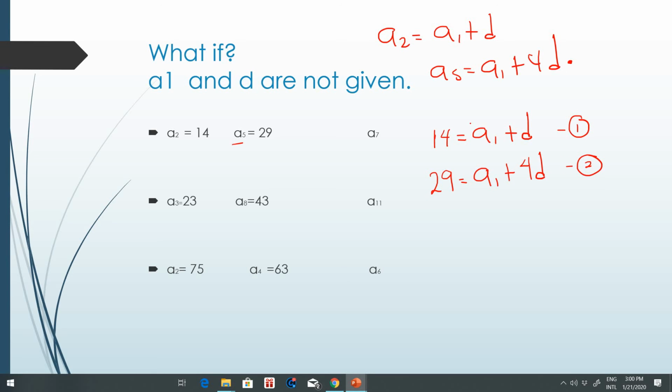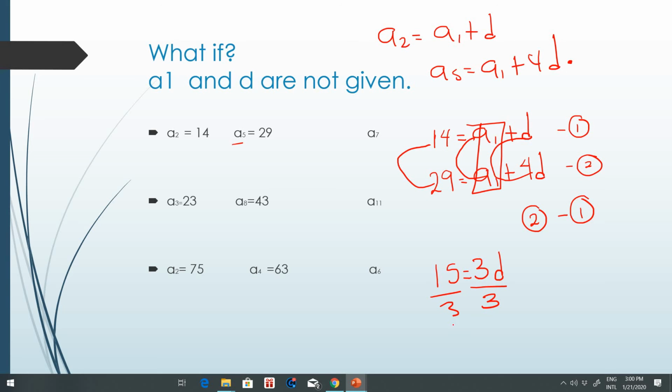So what we can do, we can get rid of this A1 here by saying equation 2 minus equation 1. So we have 29 minus 14. That gives us 15. A1 minus A1, 0. 4D minus D is 3D. And then what can we do? Just divide by 3, and then we have D is 5. Good. Okay, D is 5.